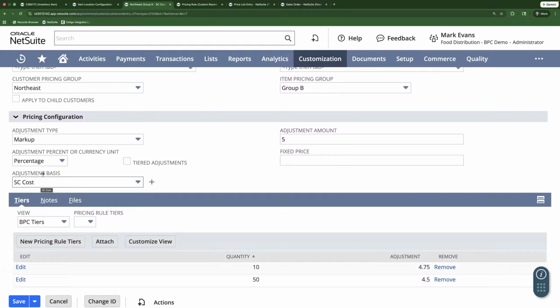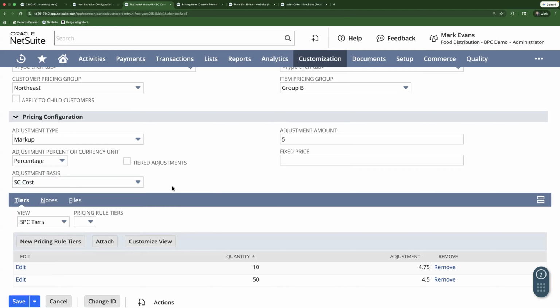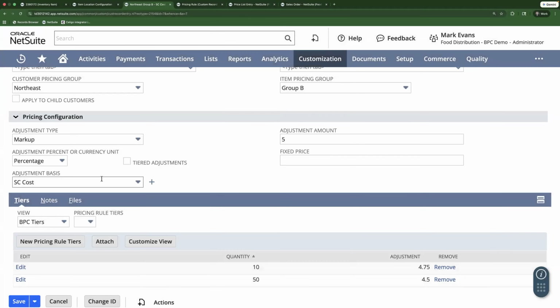In this particular example, I am using that sales cost, but I can also use average cost, base price, MSRP, an item defined cost, or others. As long as they are maintained in NetSuite, we can configure this to use your basis. And then, of course, by how much is that adjustment going to be? And here I am using 5. So I am doing a 5% markup to the sales cost.